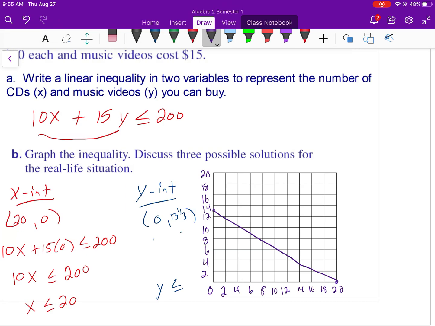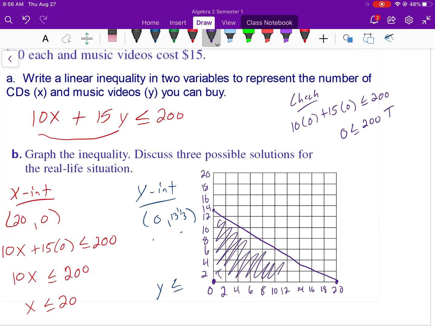Okay, now, again, you can use (0, 0) as your check. So then again, 10 times 0 plus 15 times 0 is less than or equal to 200. 0 is less than or equal to 200. That is true. So this is a true statement there, meaning we're going to shade here.